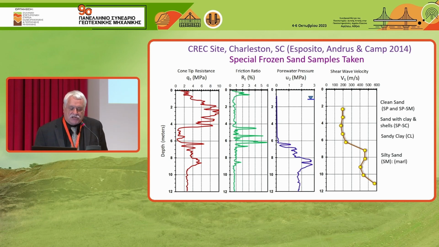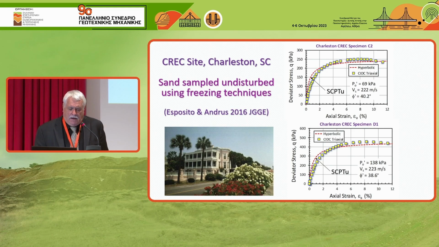You do the same thing for sand. This happens to be special frozen sand samples from Charleston, South Carolina. And the red dashed lines on the right-hand side are the estimated stress strain strength curves using the seismic cone. And the dots are what they actually measured on the samples when they were brought back to the lab, thawed out, and then tested in triaxial compression. And again, I think they did a good job matching those.